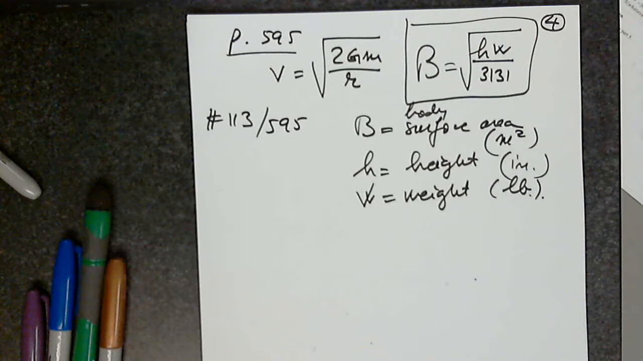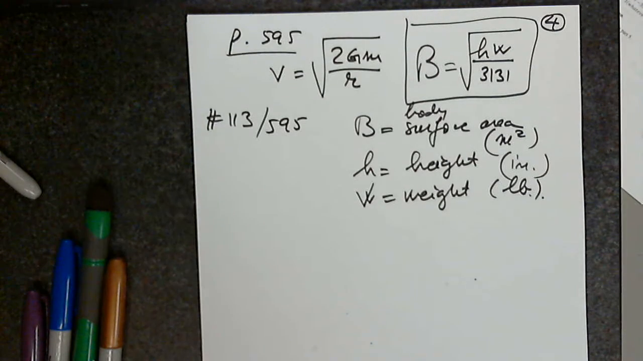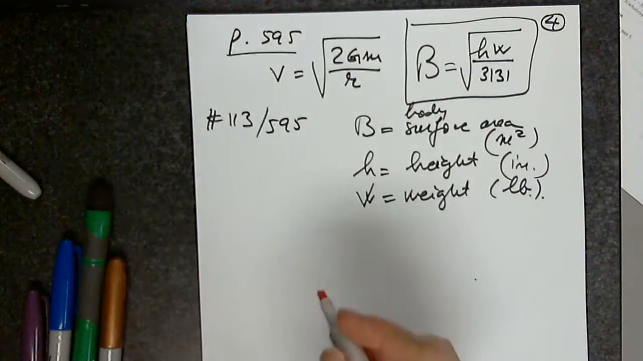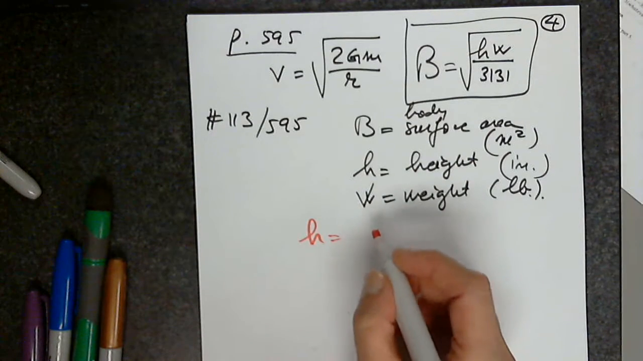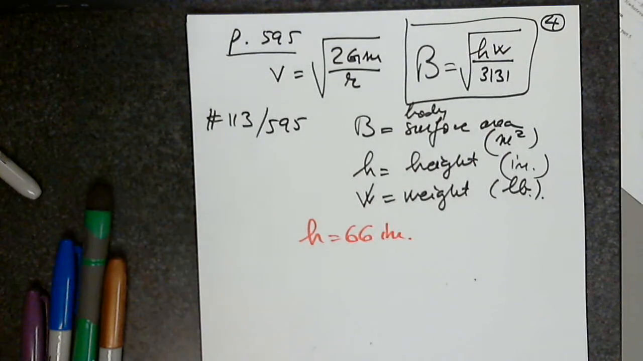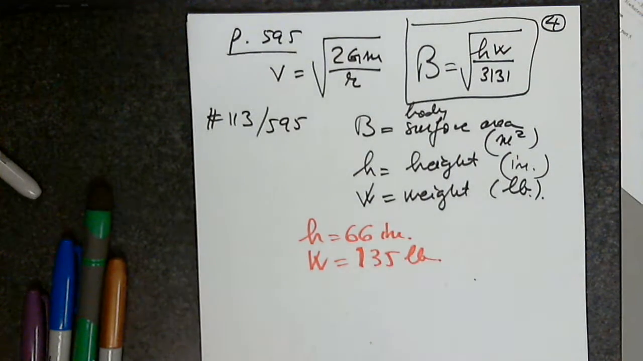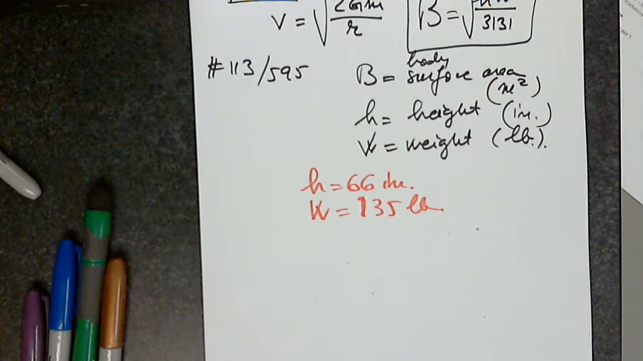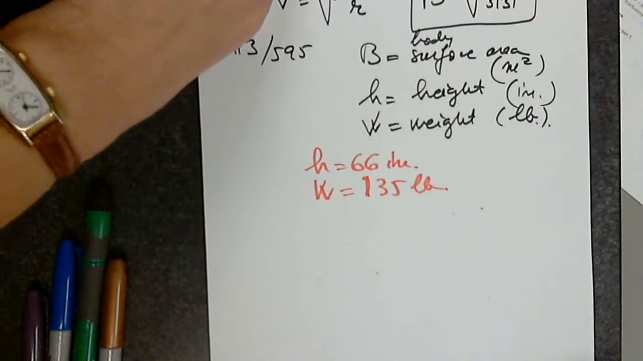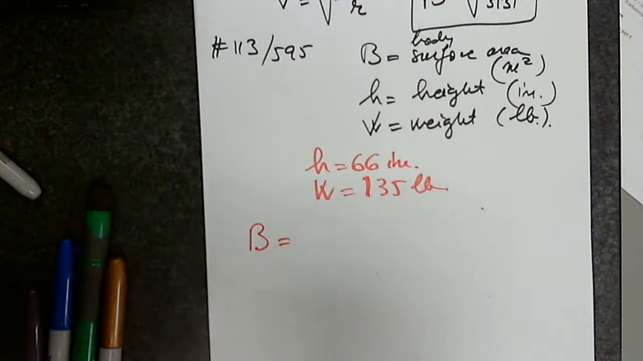Use this information to answer exercises 113 and 114. Round the answers to 2 decimal places, they say. Find the body surface area of an individual who is 66 inches tall and whose weight is 135 pounds. So we want to determine the body surface area for this particular person. Any suggestions, any ideas from me here?